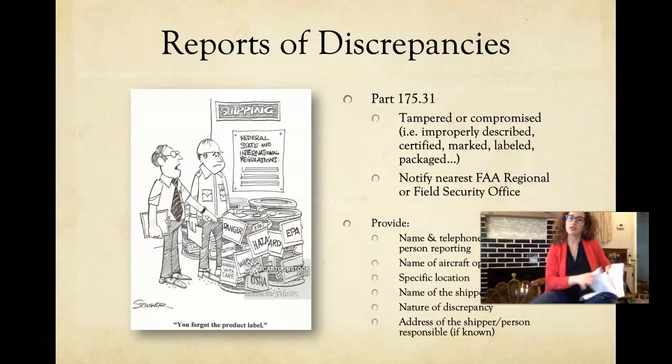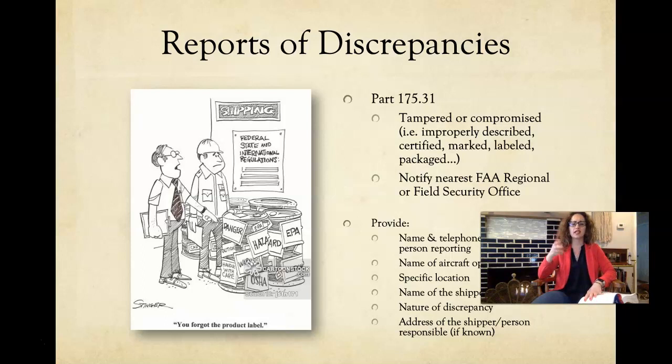Okay, let's go to this. 175.31. Reports of discrepancies. Each person who discovers a discrepancy as defined in paragraph Bravo of this section relative to the shipment of hazardous material following its acceptance for transportation shall, what's the word shall mean? Must, right? Shall, as soon as practicable, notify the nearest FAA regional or field security office by telephone or electronically, and shall provide the following information. And then they just give the information there.